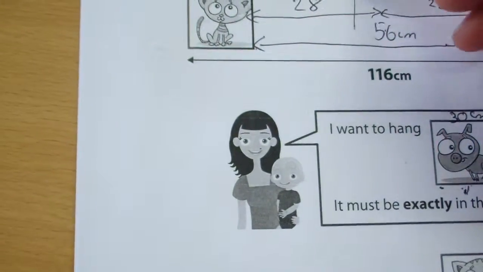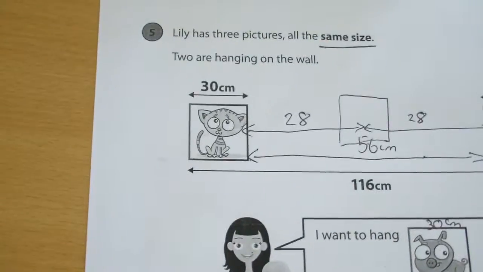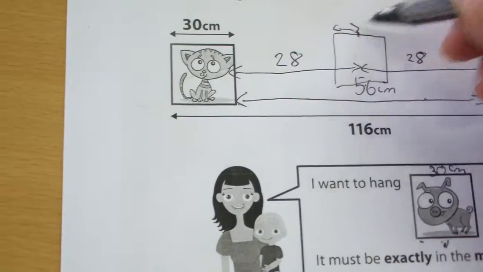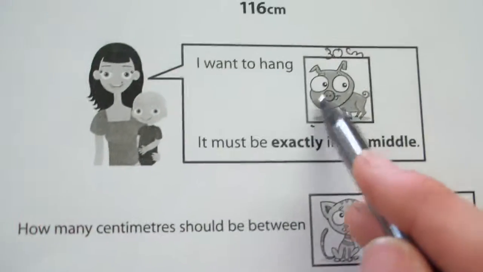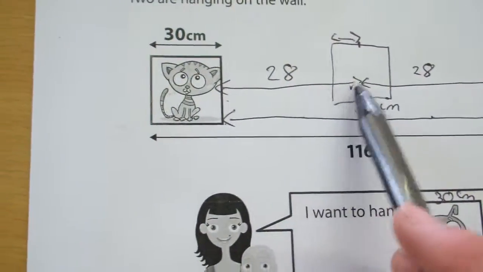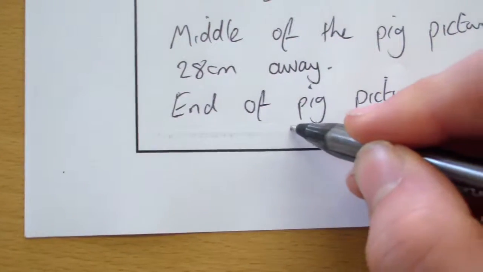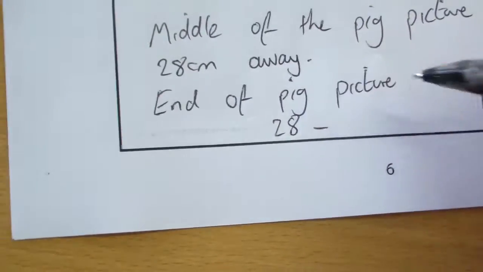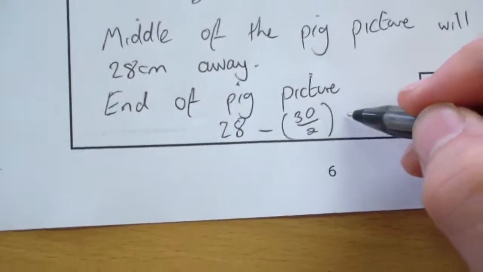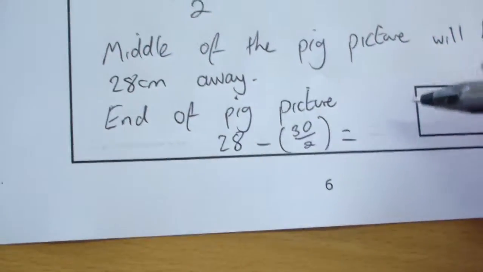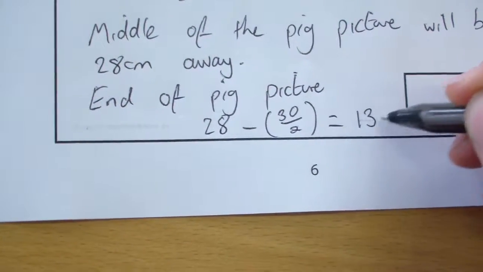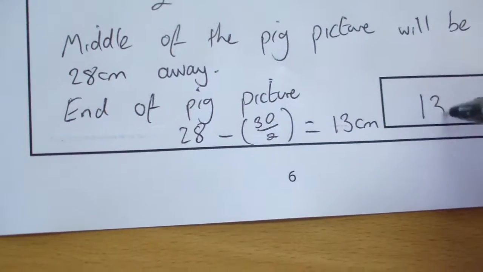We know that the picture is going to look something like this, somewhere in the middle. Halfway from where the pig picture is hanging, this bit here is going to be half the length of our picture, which is going to be 15 centimeters. So we need to take that off the gap 28. So the last thing I'm going to do is going to do the gap that's left over, 28, and take away half of the length of the pig picture, so 30 divided by 2 is 15, 28 take away 15 is 13 centimeters, which we will write in the answer box.